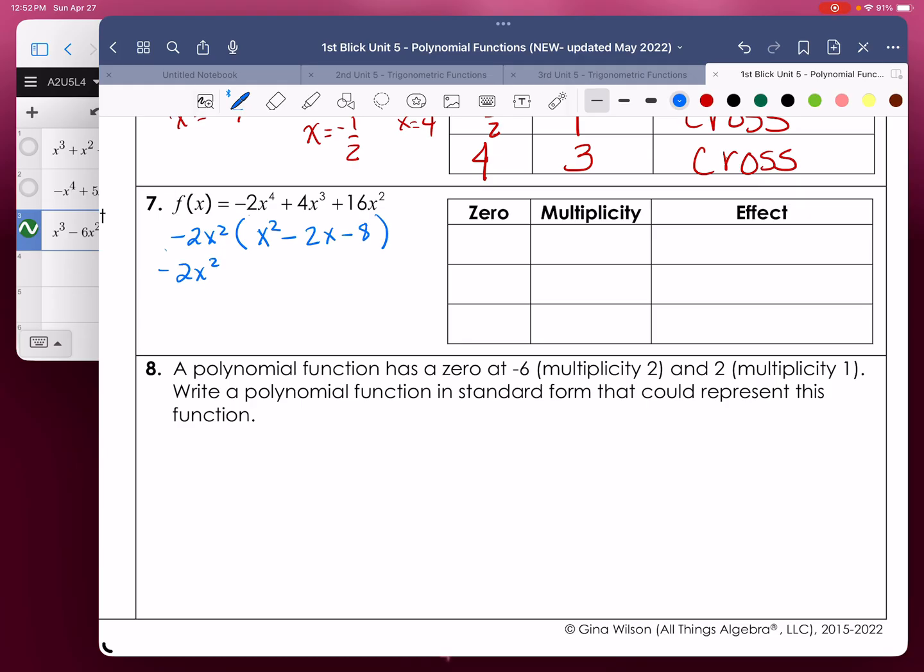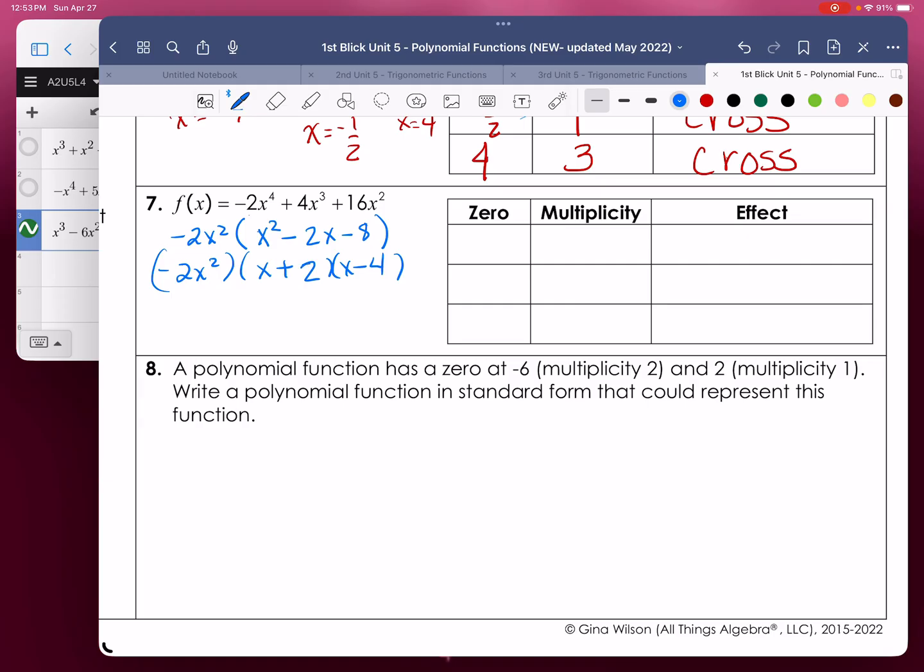Now you're going to factor this trinomial right here using the unfoil method. So we're going to have an x and an x. Since our second sign is a minus sign, you know you're going to have one of each. Now I need a pair of numbers that will multiply to give me negative 8, but add up to give me negative 2. So that's going to be negative 4, positive 2.